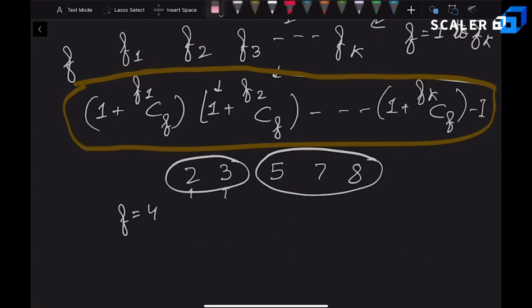And since we have sorted this frequency array, we can find the first element which is greater than or equal to 4 using binary search. So we can use binary search to find the first element which is greater than or equal to 4, which will be 5 in this case.